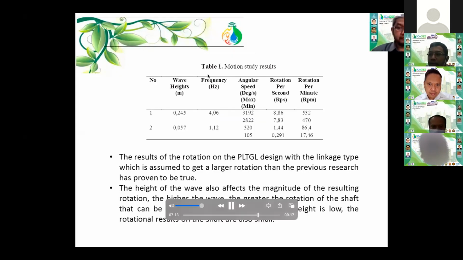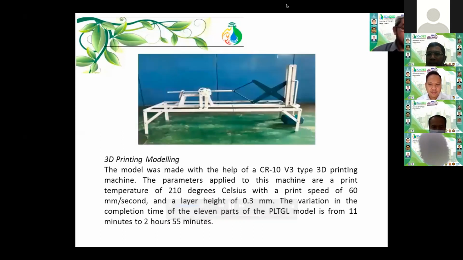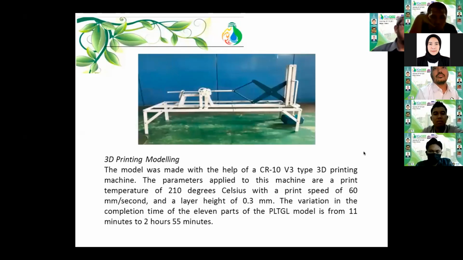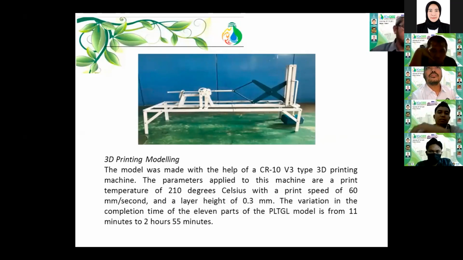About the printing modeling, the linkage system PLTGL prototype model is made based on a design that has been simulated through the SolidWorks application. You can see the model here. The model was made with the help of a CR10 V3 type 3D printing machine. The parameters applied to this machine are a print temperature of 210 degrees Celsius with a print speed of 60 millimeters per second and a layer height of about 0.3 millimeters.